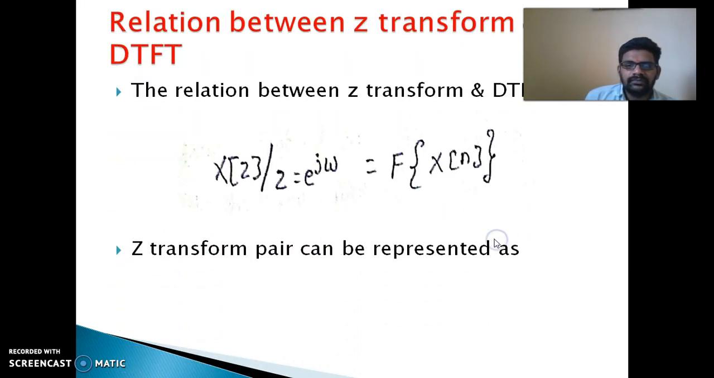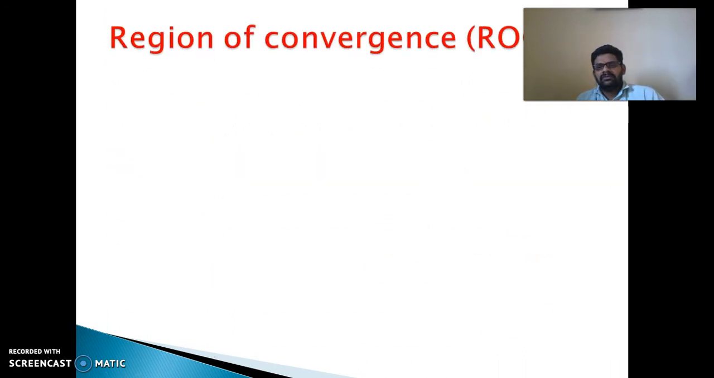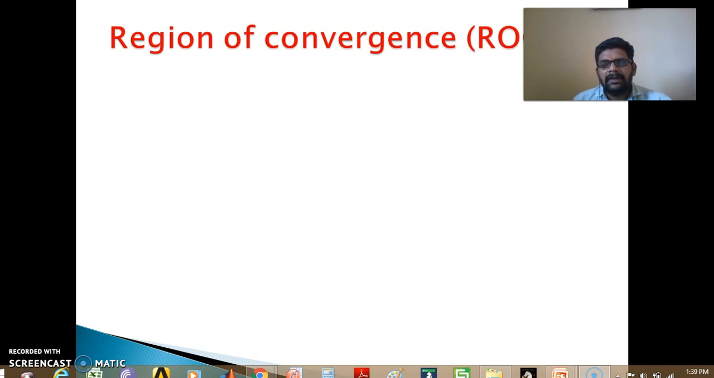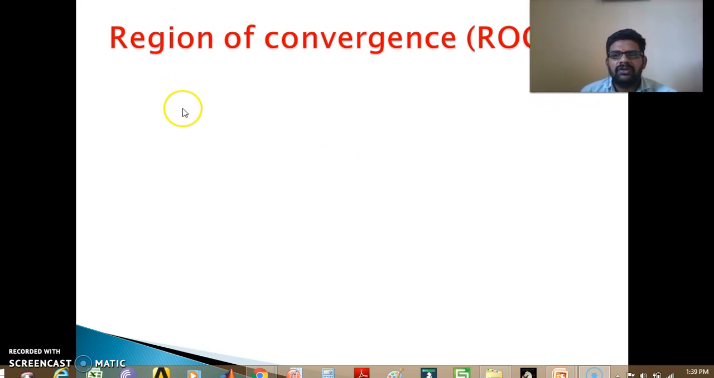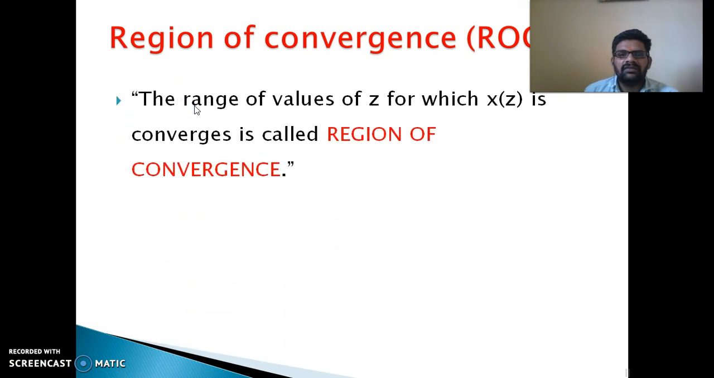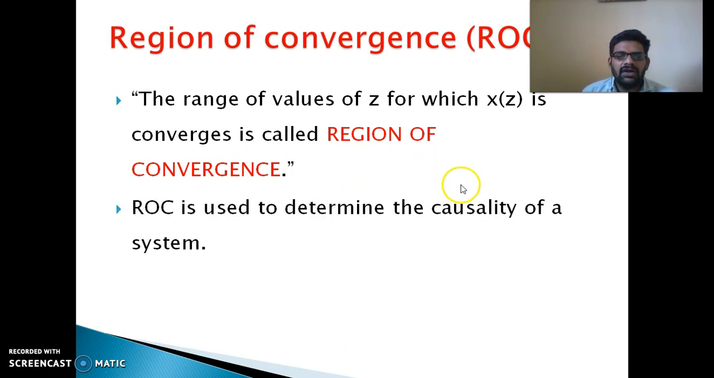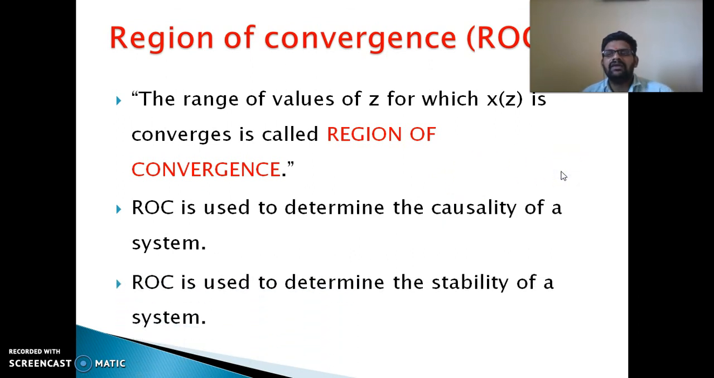And the Z transform pair can be written as x of n is the Z transform pair with X of z, capital Z. Region of convergence, ROC, same as in the Laplace transform. Z transforms also have ROC. ROC is the range of z values for which the Z transform function converges, that is, exists, and it is known as the region of convergence. ROC is used to determine the causality as well as the stability of a system. So ROC is useful to determine the stability as well as causality of a system.